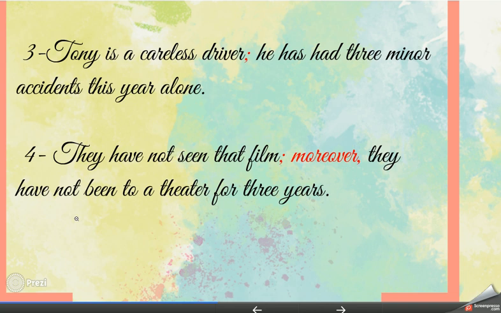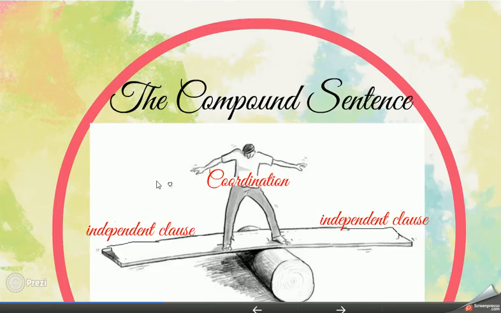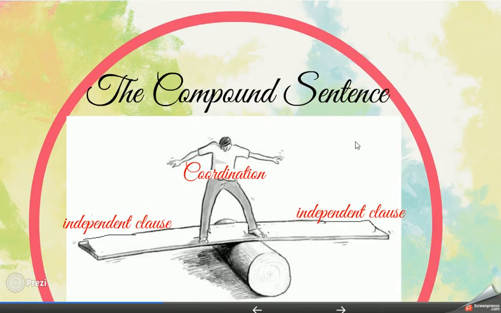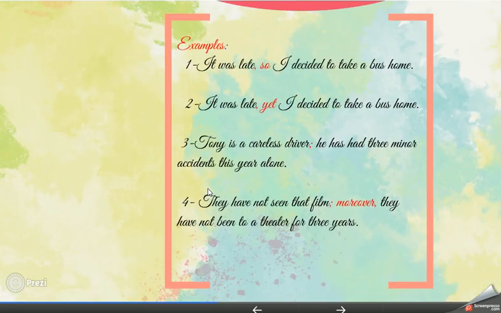As you can see, so basically, in order to have a compound sentence, we have to have 2 independent clauses joined using a coordinating conjunction. That was the second type of sentences.